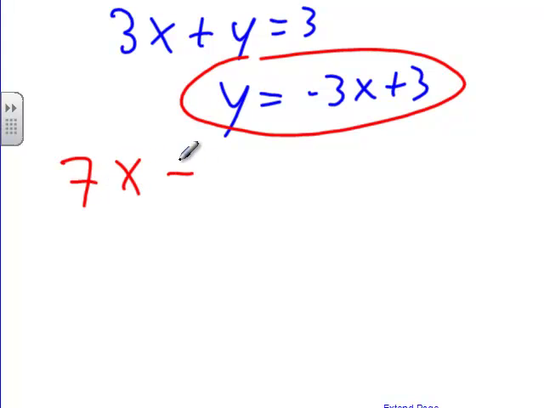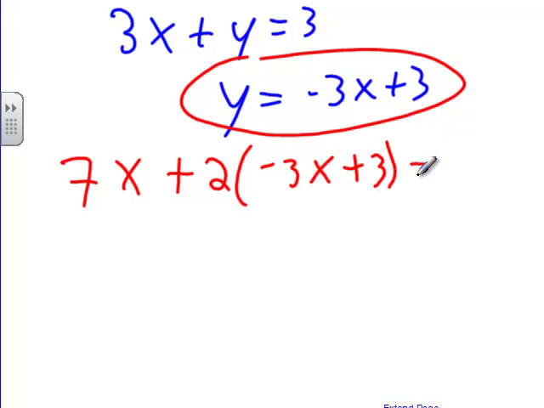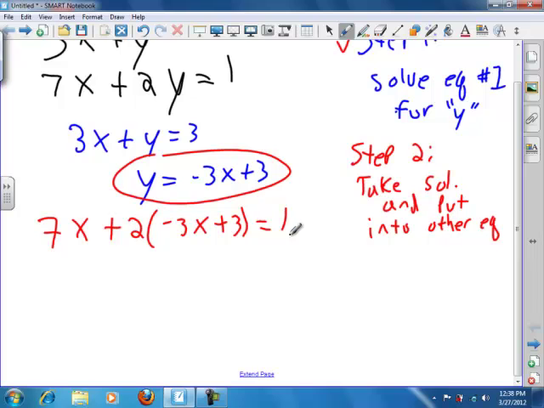7x plus 2y. But what is y? It's all of this, right? 3x, so parenthesis, all of this, okay? Did you get this in the homework, or is this kind of new? Are you just getting it now?